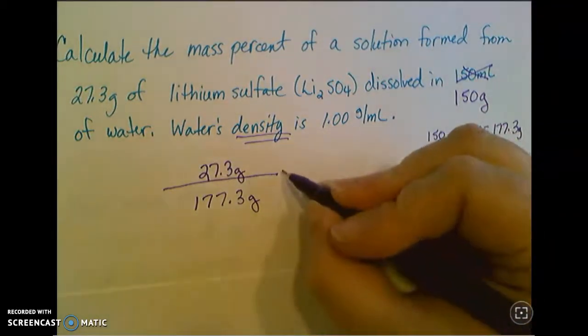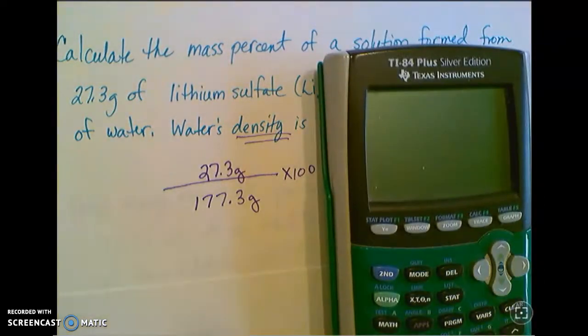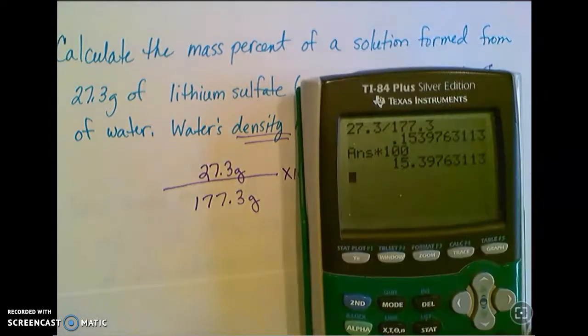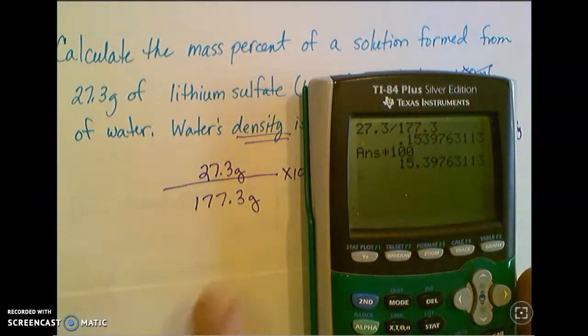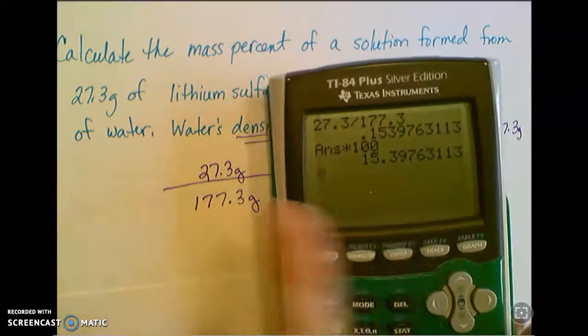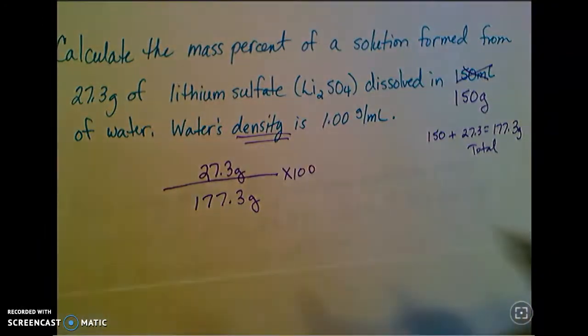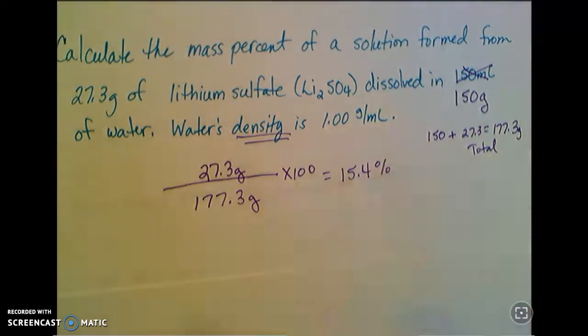All right, so since it's a percentage, I'm going to multiply by 100, and then it's just a matter of doing the calculation. So 27.3 divided by 177.3 times 100, and you can probably do that in your head, just moving the decimal 2 places to the right for that part. So 15.397, I've really got just 3 sig figs here, and so we're going to call that 15.4. And this is a percent. No problem. That one's pretty simple.